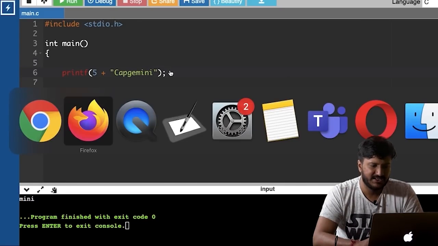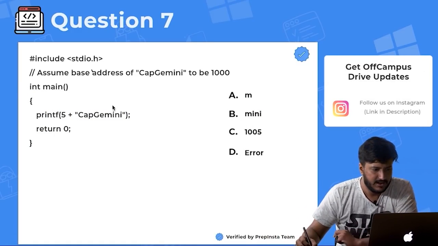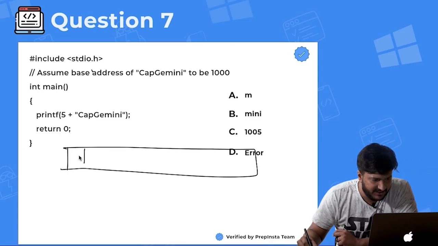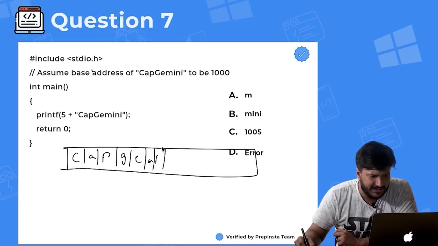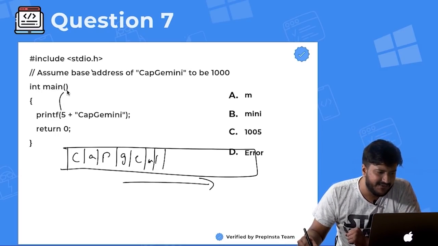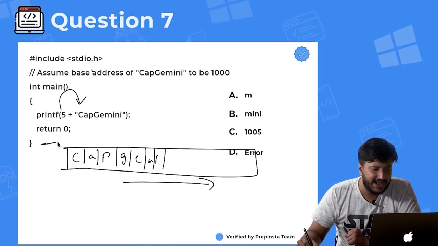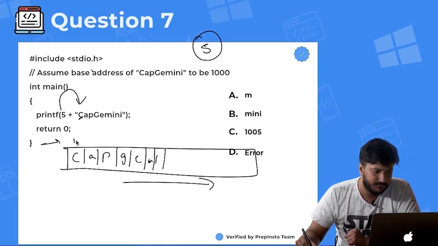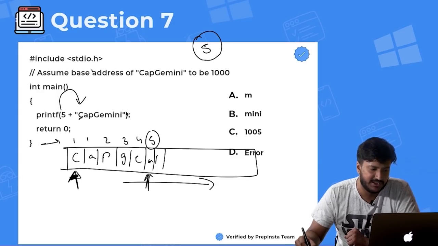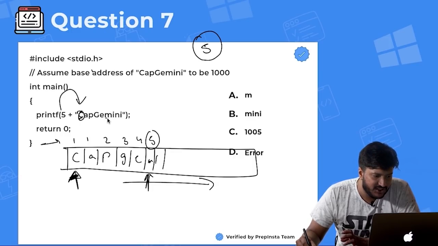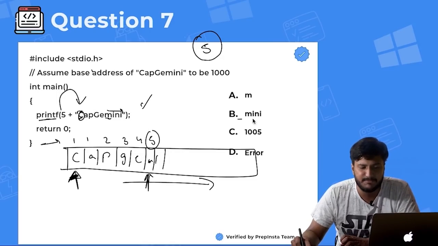What essentially happens here is that this Capgemini gets stored in an array having C, A, P, G, E, M, I, and so on. All of these values are there. What happens when you add 5 to it? The cursor of the array, which was initially at the 0th position, gets skipped to the 5th position: 1, 2, 3, 4, 5. So the cursor, which was at the 0th position, gets shifted to the 5th position before the printf is executed. So I will print whatever I see after and including m. So this "mini" gets printed.